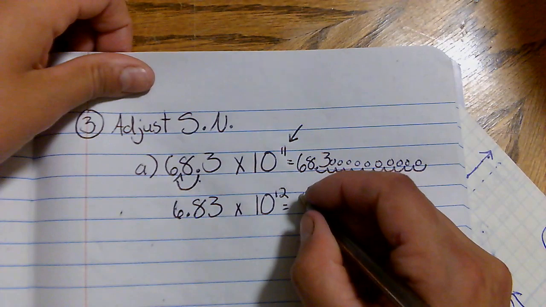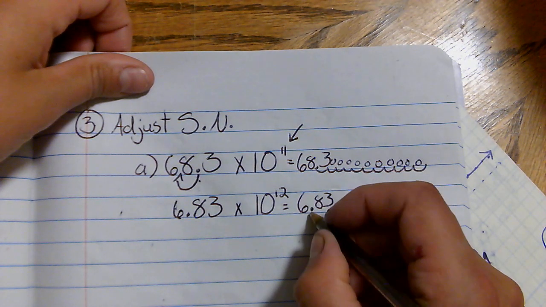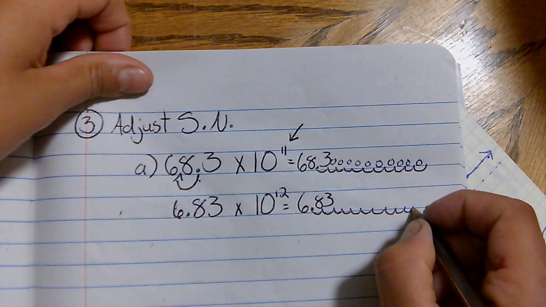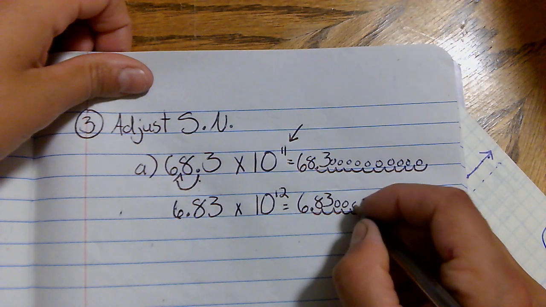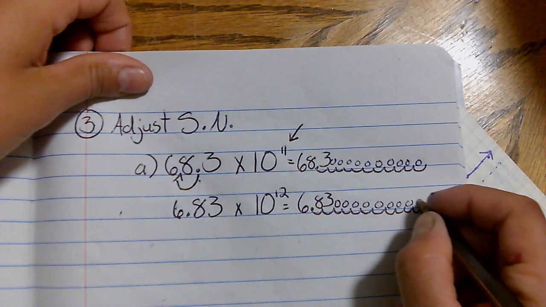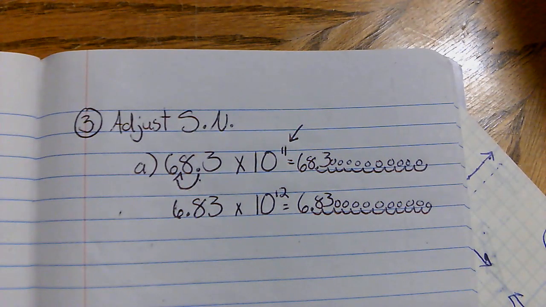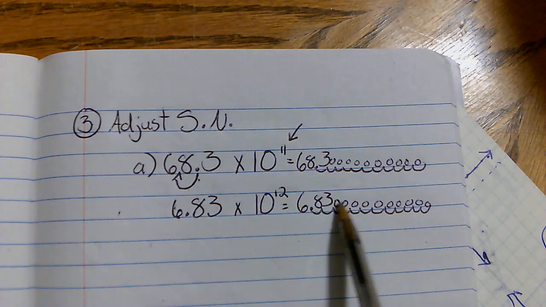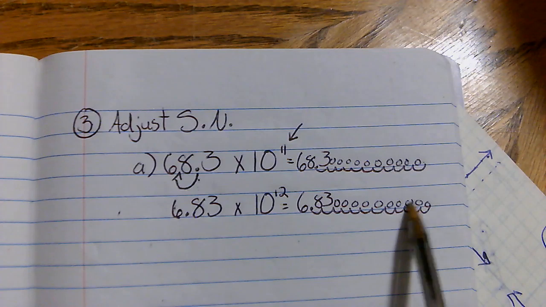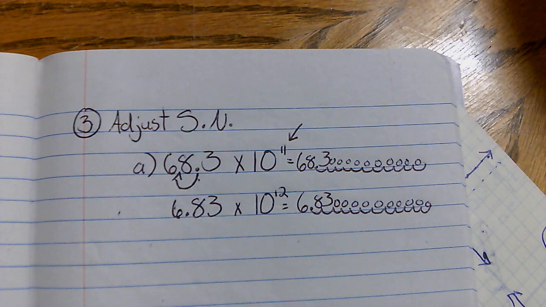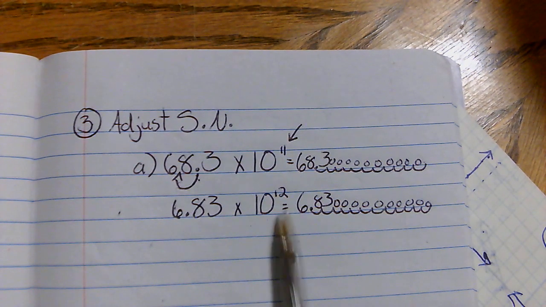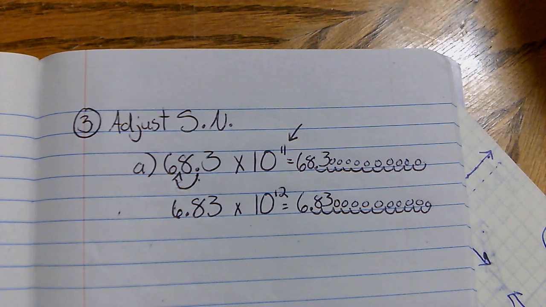If I wrote this out, 6.83, 1, 2, 3, 4, 5, 6, 7, 8, 9, 10, 11, 12. And fill all these guys in with zeros. So after this, we got 1, 2, 3, 4, 5, 6, 7, 8, 9, 10. Yep, they are equivalent. So if you have to move this guy over, if he's too big and you have to make him smaller, then your exponent kind of has to compensate for him.